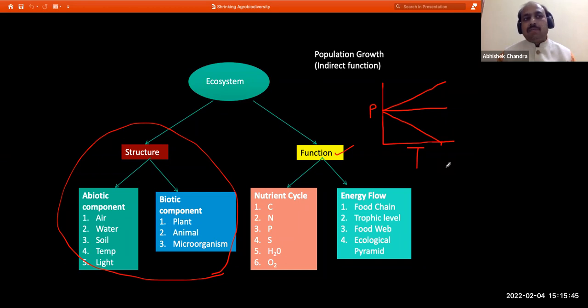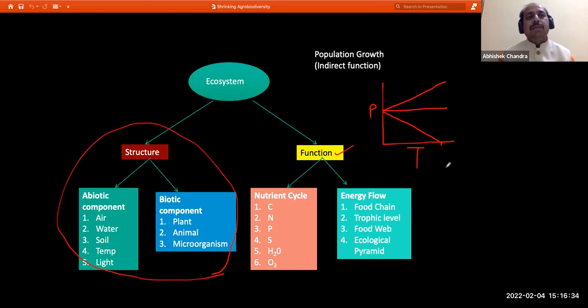And the nutrient cycle is the most important: carbon, nitrogen, phosphorus, sulfur, water, and oxygen. The carbon cycle is important because carbon dioxide is present in only a little amount in the atmosphere, 0.03%, but nitrogen is 78%. So we are worried about the carbon dioxide concentration in the atmosphere rather than nitrogen, phosphorus, sulfur, and water. Because whenever it increases even a little bit, it will cause nutrient deficiency and global warming.